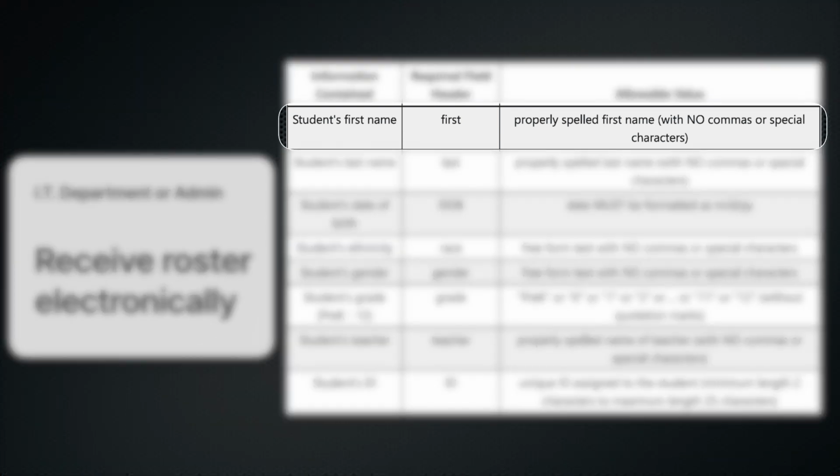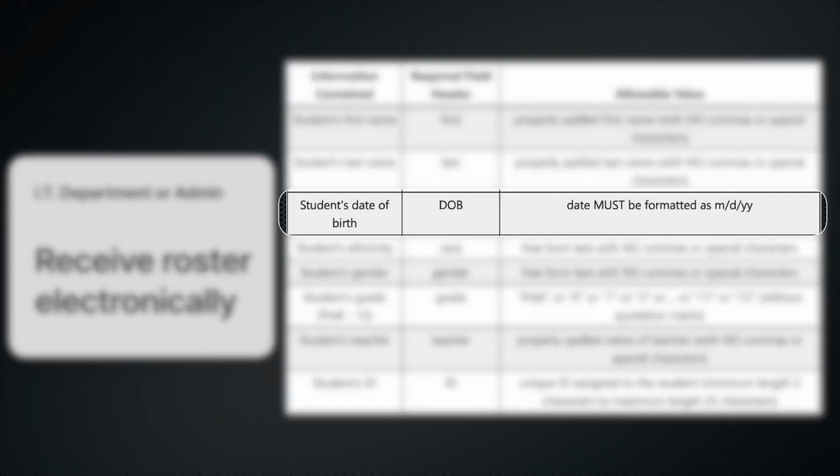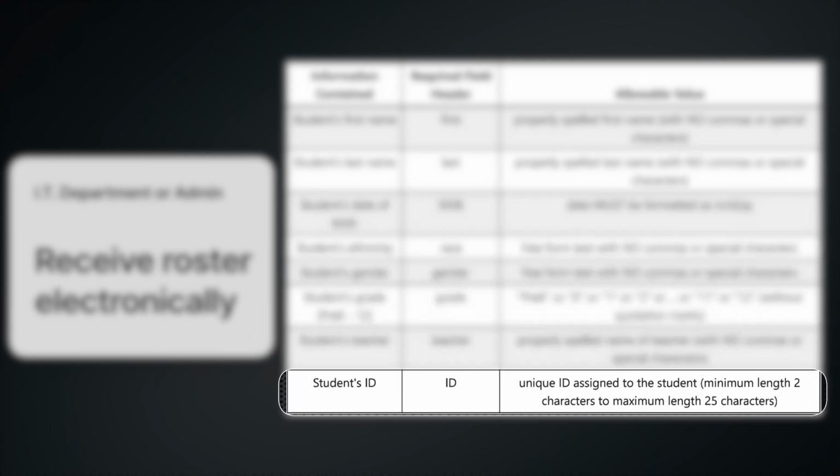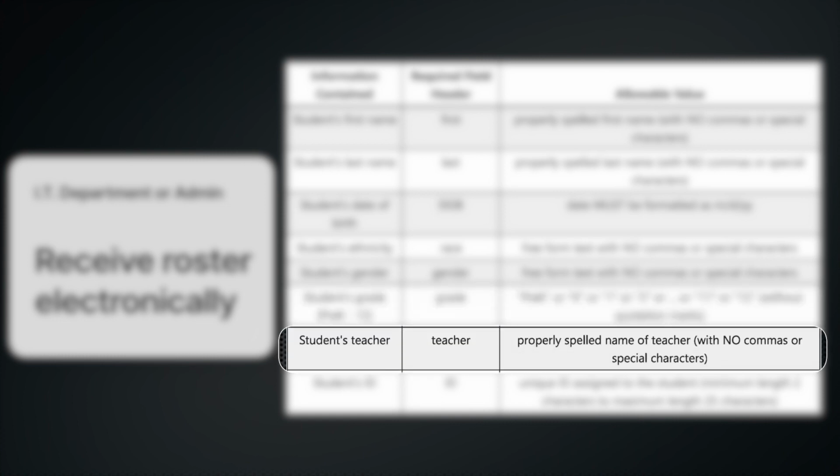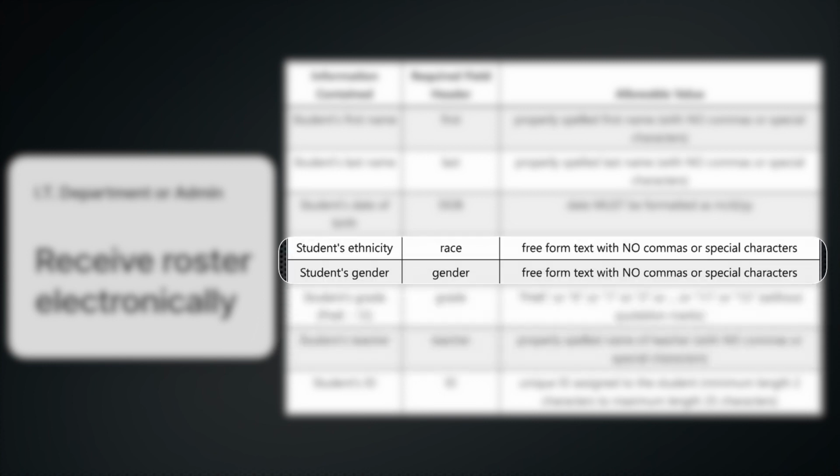The first name of the student, the last name of the student, the date of birth, the student ID or number that is assigned or used within the school. This is not the student's social security number. The student ID is optional, but we recommend it as it facilitates the use of the paperless reporting of vision screening results. We also need the grade of the student, the teacher of the student, and this is typically the homeroom teacher. You can optionally include the student's gender, and finally, you can optionally include the student's ethnicity.